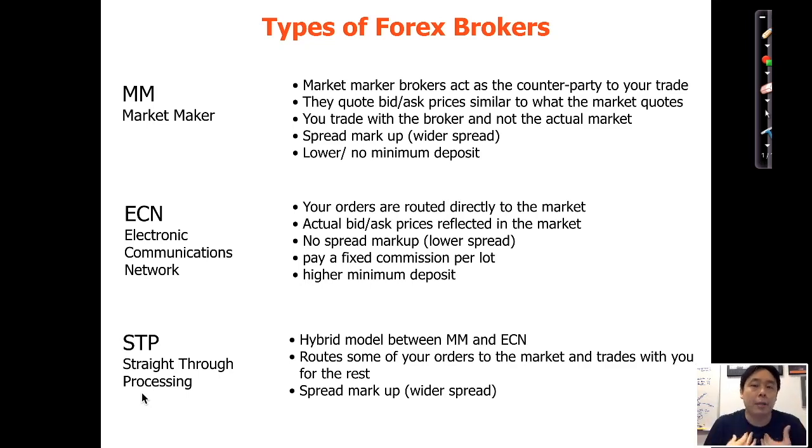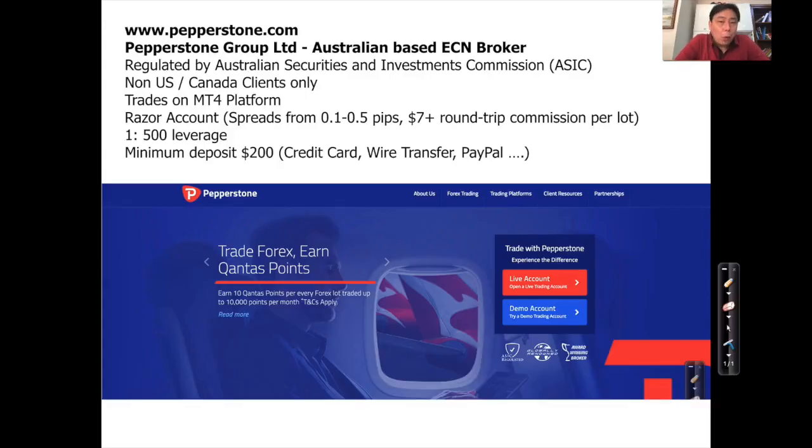Right? So personally, I prefer to use ECN brokers for the fact that they've got the lowest spreads, and I pay a fixed commission. That's it. All right, so one of the brokers that I'm now using is Pepperstone, and Pepperstone is actually one of the largest forex brokers in the world, and it's an award-winning broker. It's regulated by the Australian Securities and Investment Commission, or ASIC.